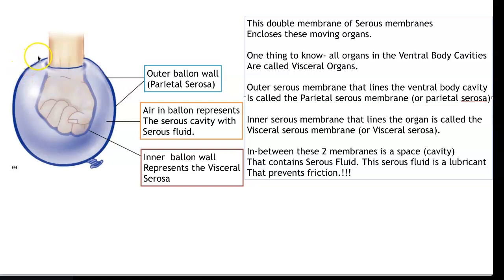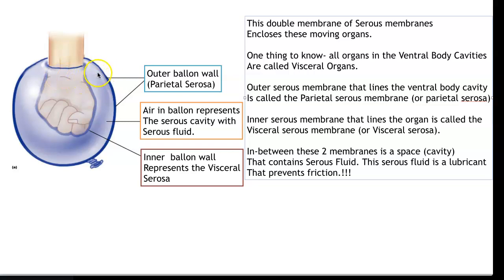Now this parietal serosa is going to double back in and form our inner layer, this inner layer where the hand is going through, that's surrounding the hand. This is going to represent the visceral serosa. If you see the name visceral, you know it has to do with that organ. This is the visceral organ. The visceral serosa is in intimate contact with that organ.